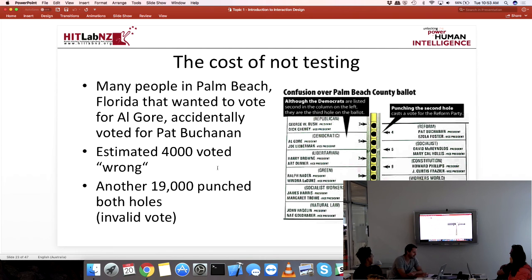And what ended up happening is in this county, which was expected to vote pro-Democrat, there was an estimated 4,000 people who voted for the wrong party. So they voted for the Reform Party. So the Reform Party got like a huge upsurge in votes that they were never expecting. And then there was another 19,000 where both the Reform Party and the Democratic Party holes were punched. And they just got thrown out and they didn't count as a vote.